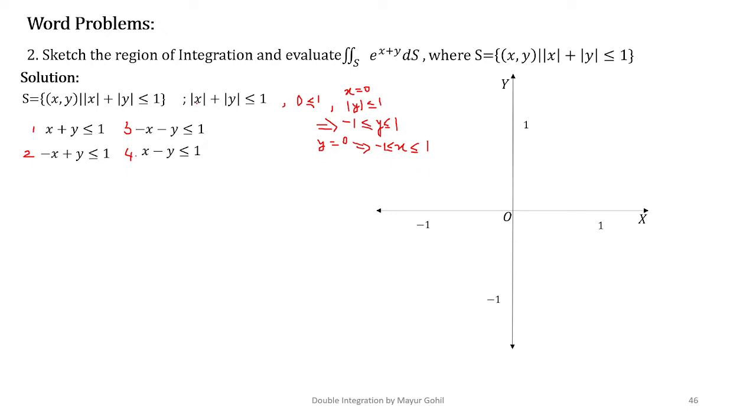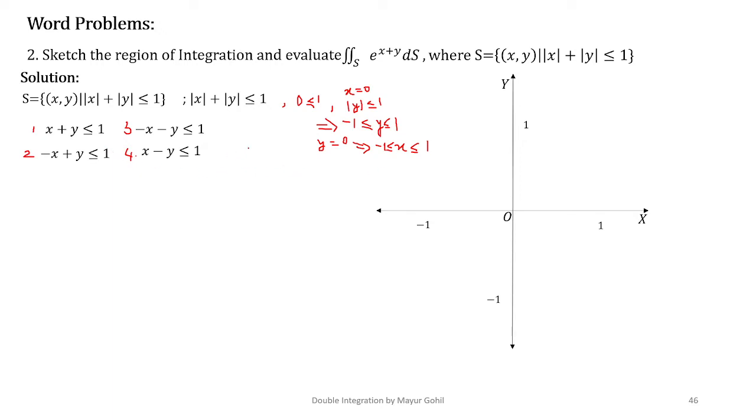Now with the definition of mod, we know that mod comprises the positive as well as the negative values of the particular given variable, so you have to take both cases. When x is positive and x is negative, both cases you take, and y is positive and y is negative, both cases. So 2 into 2, 4 cases you will have, so 4 inequalities you have in front of you.